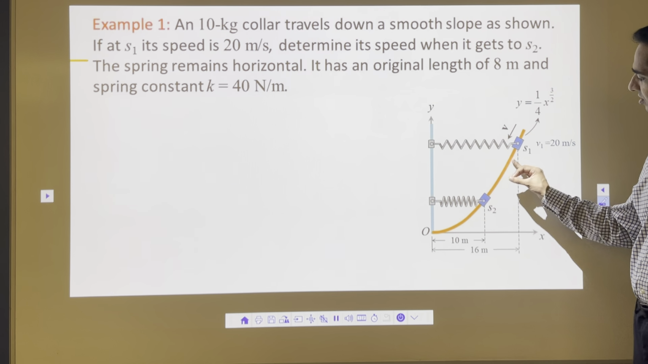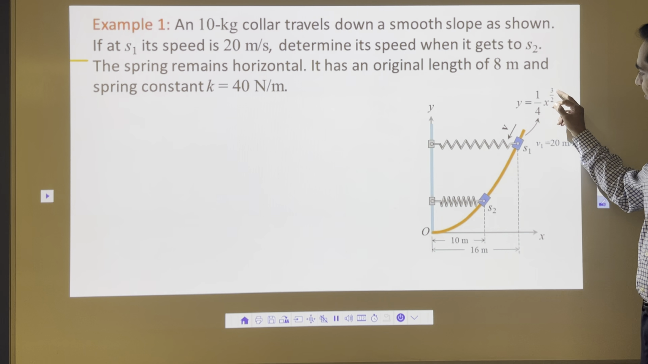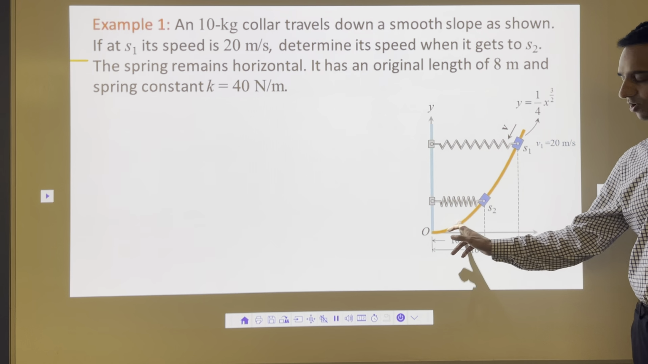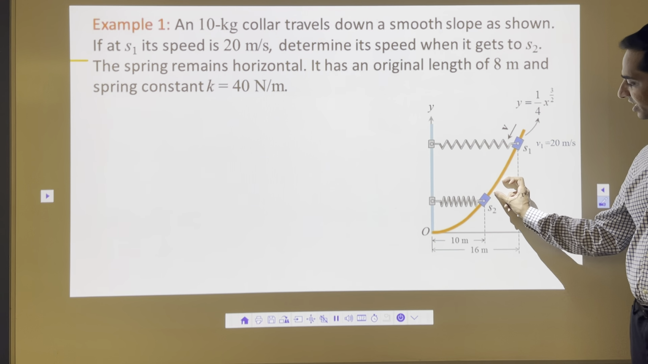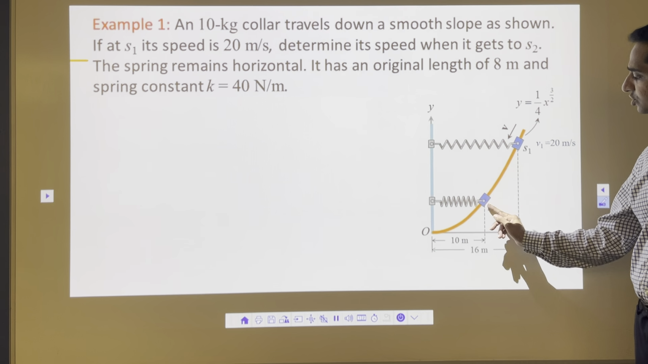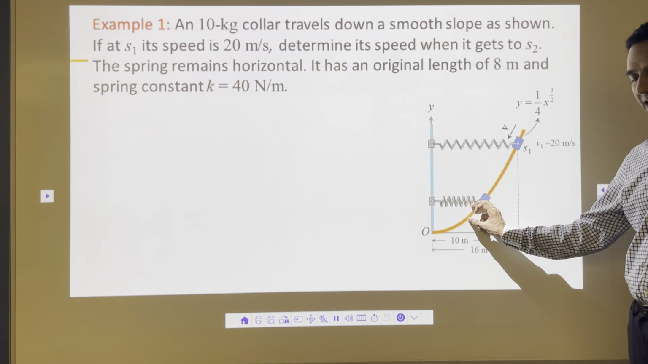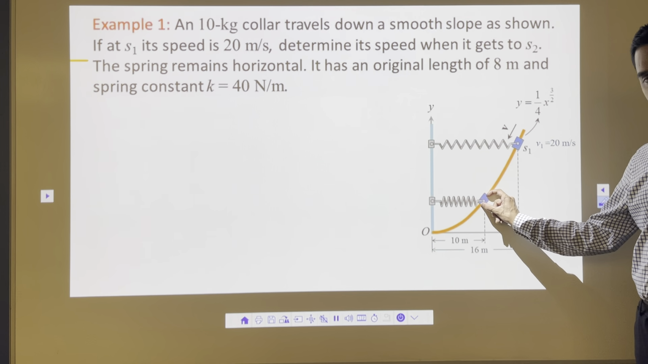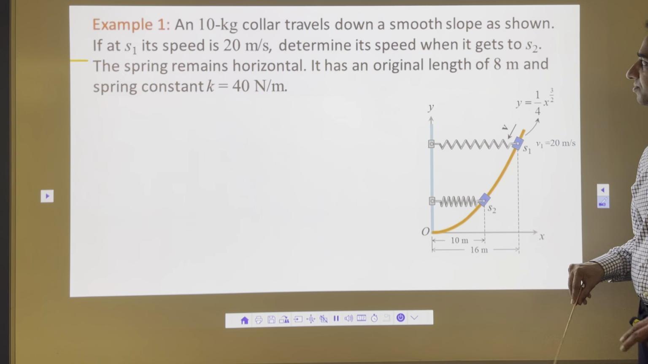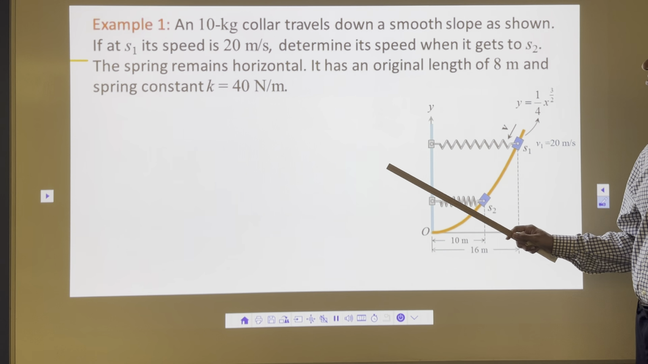The slope of this surface is given by the equation y is equal to 154 x^3/2. So we know the equation and the path followed. The collar is going to slide down like this. What we want to know is, if this is position 1, what is its velocity at position 2? It's going to keep coming down for some time, but at this position, when x is equal to 10 meters, we want to find out the velocity. That's the problem here. So when it gets to point 2, S2, find out the position.